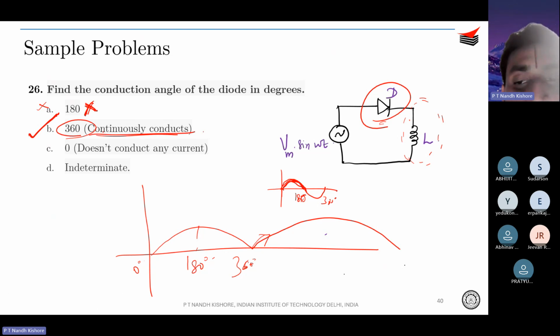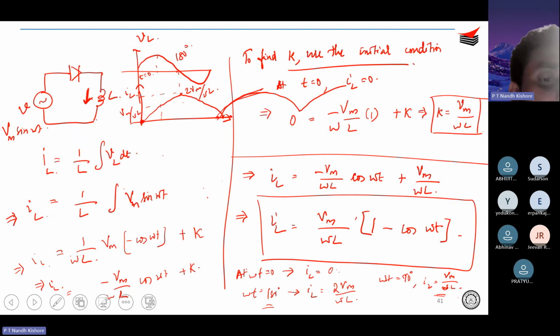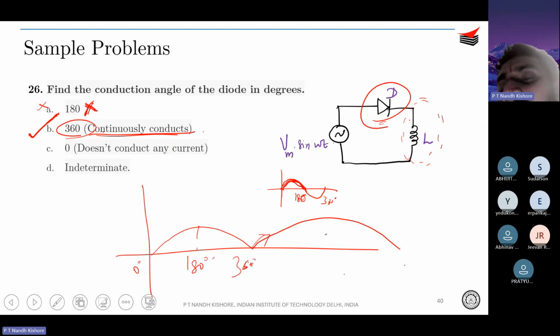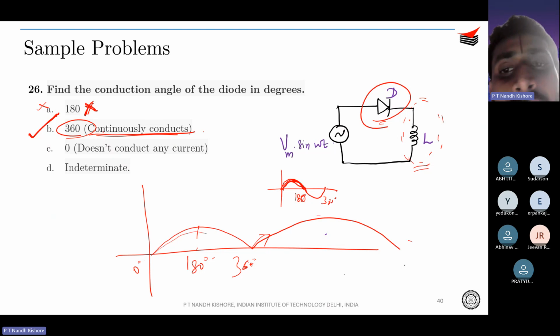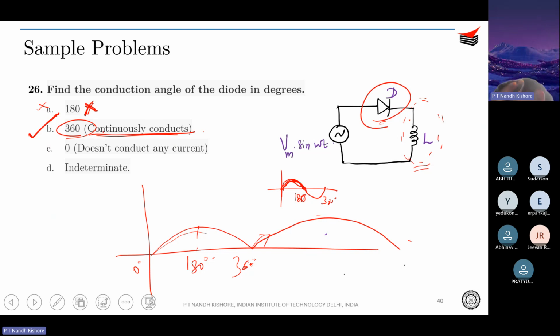Got this question? If you have any doubts, you can stop me and ask me. I just applied IL is 1 by L integral V dt, and then we applied the constant of integration. We found its value using the initial boundary conditions, and then we just plotted this. Simple question, right? This is actually a rectifier circuit having a pure inductive load. So it continuously conducts. The diode continuously conducts.